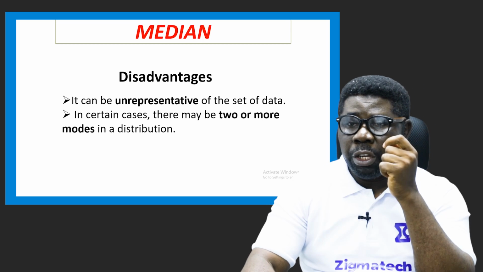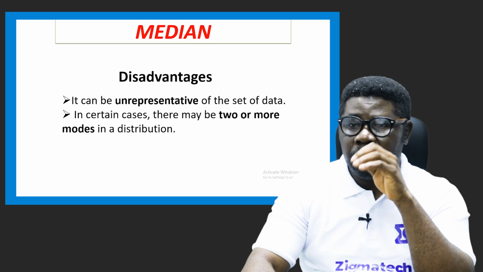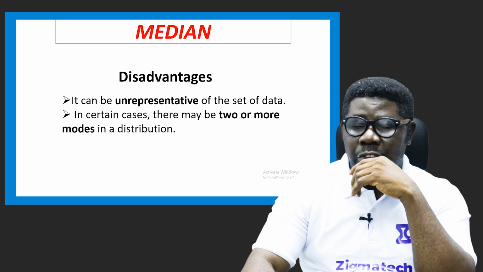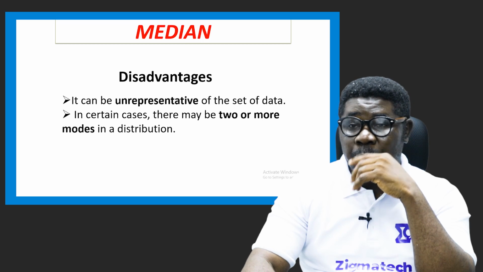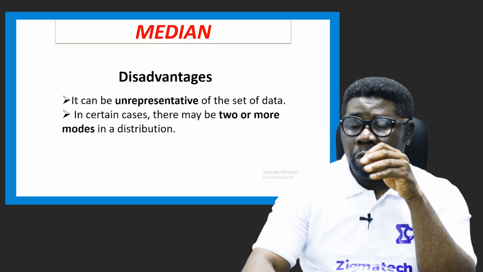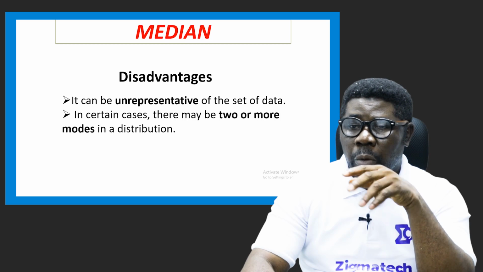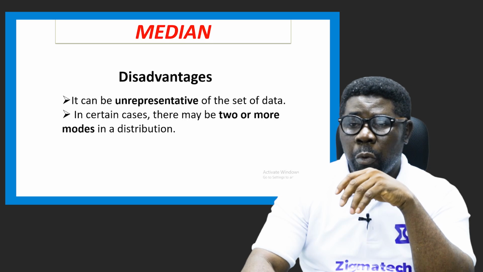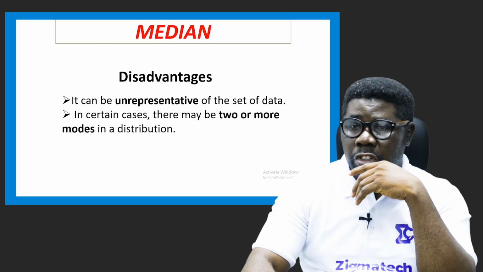Second disadvantage of the median is that in certain cases, there may be two or more modes in a distribution. So of course, you can't have that. The median might be abused, not properly represented. When you have numbers that have two modes or more than one mode, the median might be very unrepresentative of the distribution.